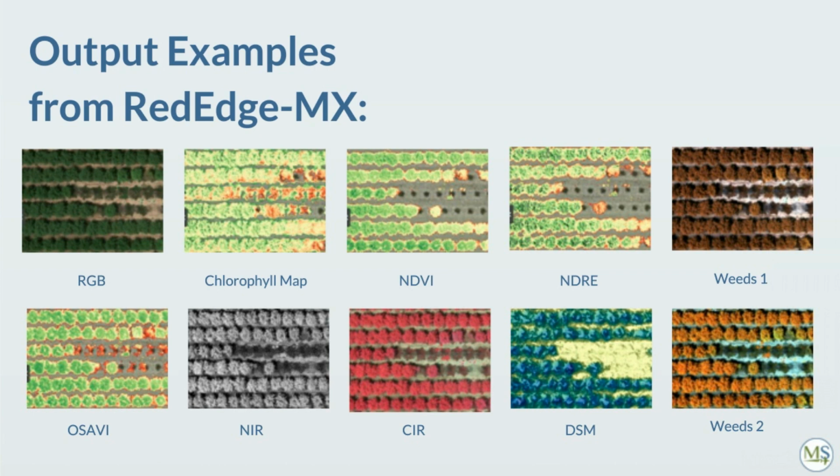So there's just a plethora of different kinds of data sets that we can gather. Each one is giving us a little bit of a different picture and understanding of what's going on in that canopy.